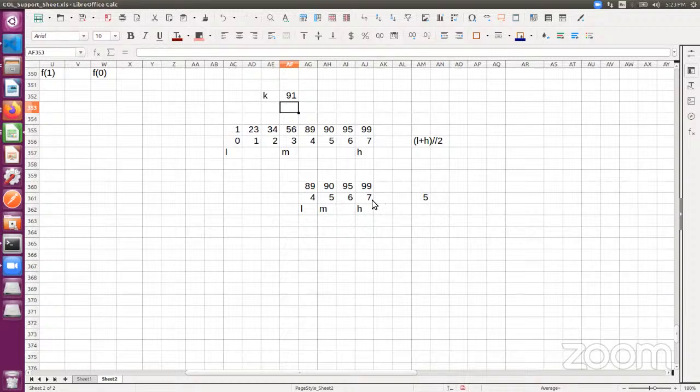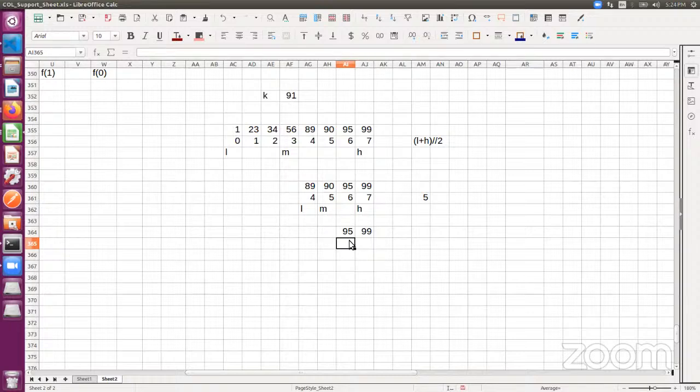So here my mid element was at index 5. I compare it with the key, 90 and 91. Not matching. Next I'll check whether it is greater. Yes, it is greater. So I'll come to the right hand side, and the left hand side is omitted. My data set gets reduced to 95 and 99. You can notice that the mid element is not taken into account in the next step, because we've already compared.